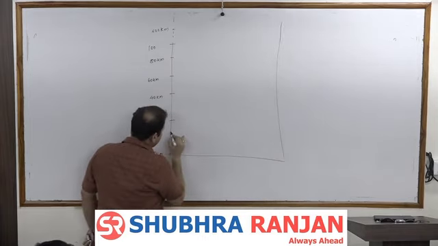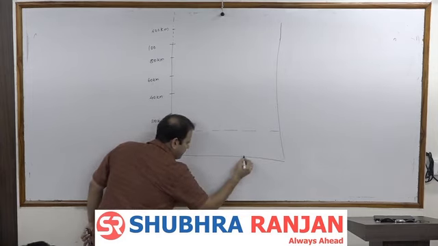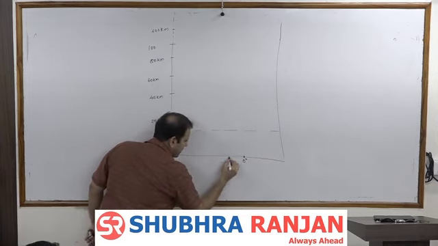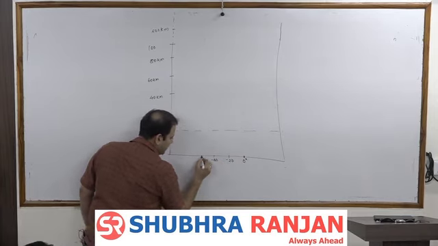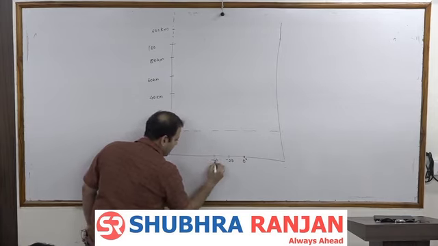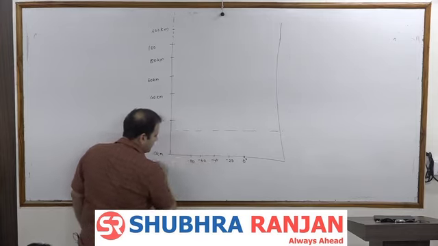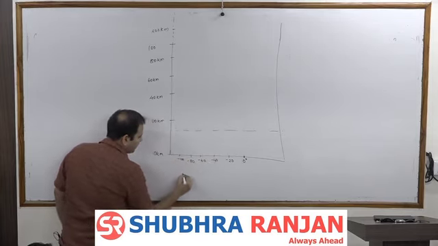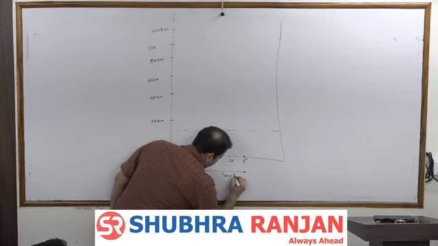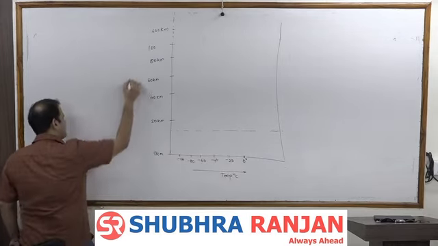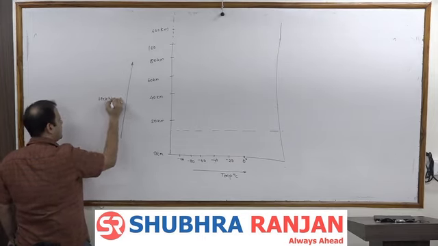So if we consider the lower 16 kilometers, और ये ग्राफ में 0 degree Celsius, -20 degree Celsius, -40, -60, -80, -100, etc. So temperature in degree Celsius and height or altitude in kilometers.